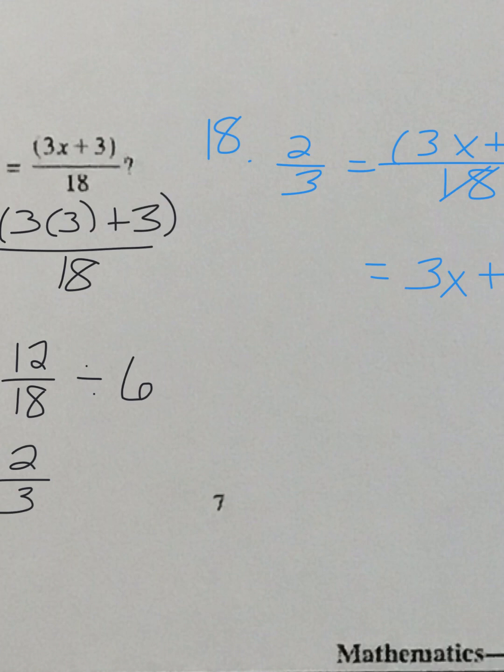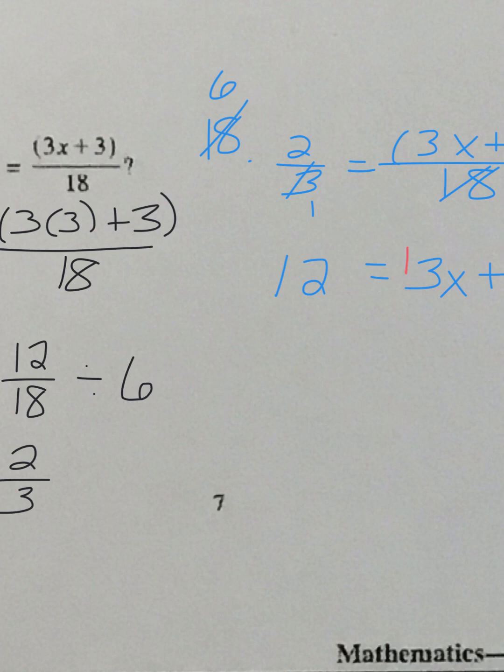Think canceling out, but how many times does 3 go into 18? About 6. So we can cancel both of those out with the 6. Okay, 6 times 2? 12.